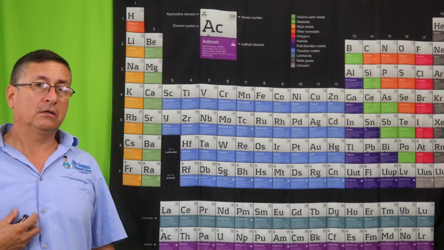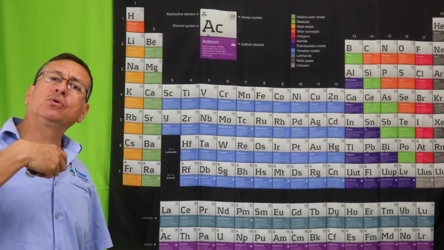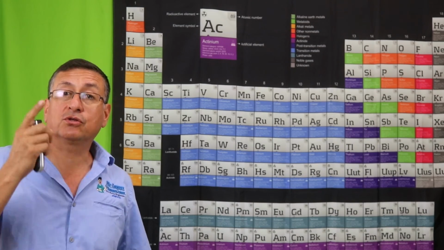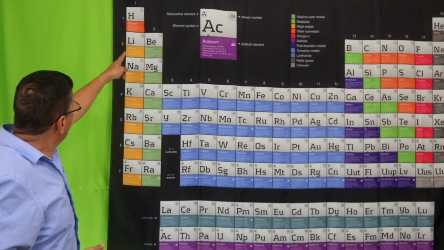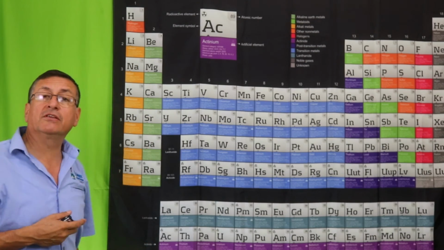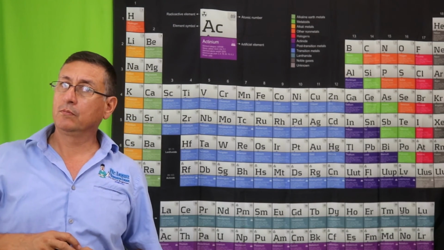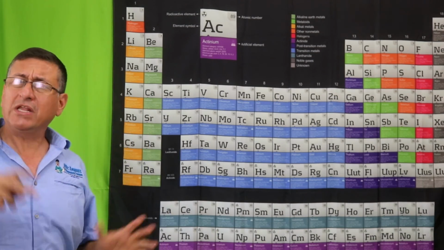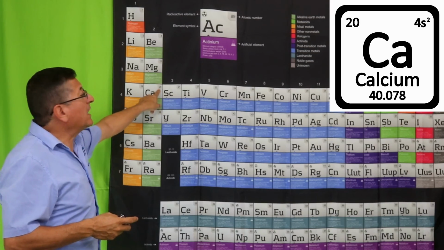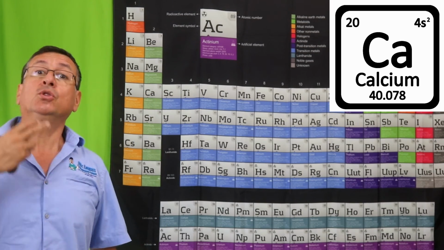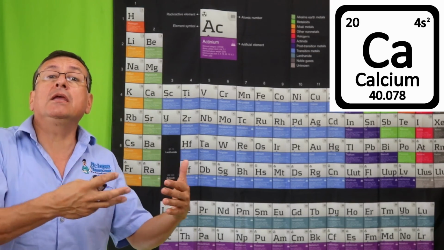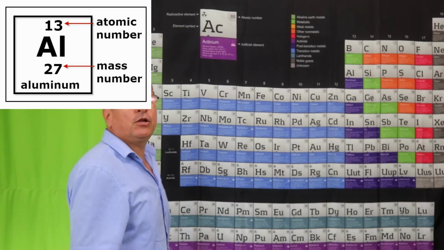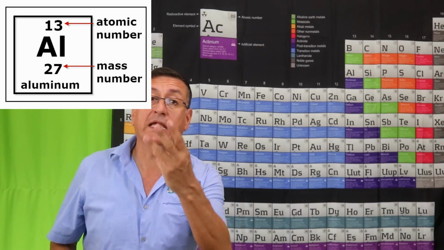A lot. Okay, let me check group number 2. Group number 2: beryllium, magnesium, calcium, strontium, barium, and radium. Those elements are located in group number 2. They only have 2 electrons in the last orbit. What about calcium? Calcium in total has 20: 2 in the last orbit and 18 in previous orbits.